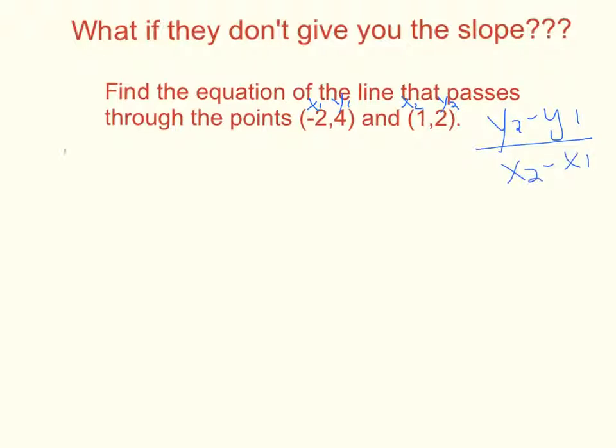All right, so now we've got 2 minus 4 over 1 minus -2. We know that a negative and a negative makes what? And if you said positive, you are correct, so that changes to plus.